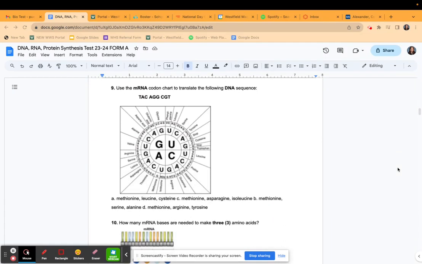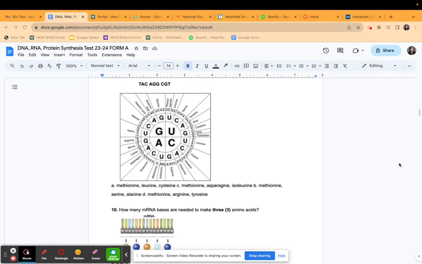Number 9. Use the mRNA codon chart to translate the following DNA sequence: TAC, AGG, CGT. A. Methionine, leucine, or cysteine. B. Methionine, serine, alanine. C. Methionine, asparagine, isoleucine. D. Methionine, arginine, or tyrosine.